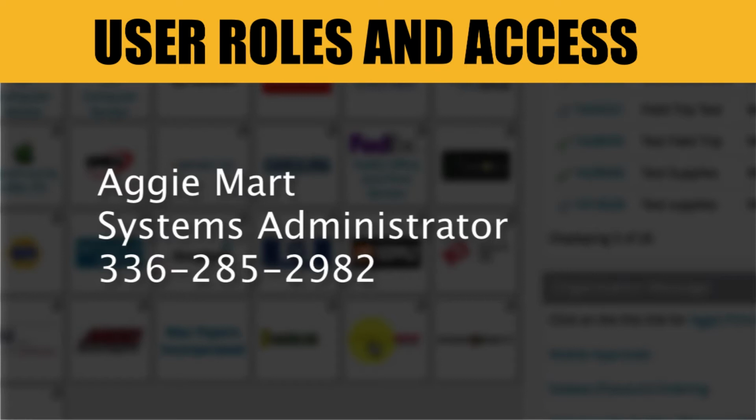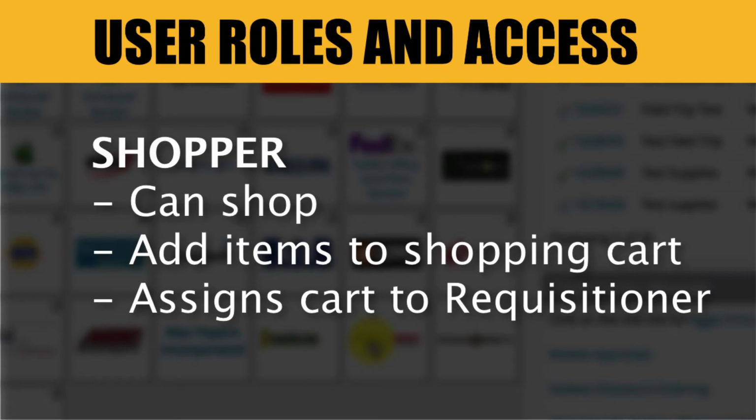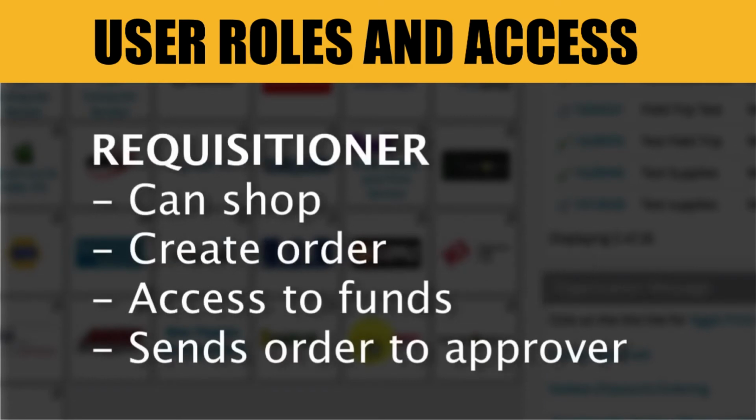Anything technical that goes on with Aggie Mart or having any problems with it, make sure that you contact our systems administrator. Now, a shopper. A shopper is someone who only has access to shop. They do not have access to any funds that are assigned to your particular department. A requisitioner is someone who can create an order and has access to funds within the department.